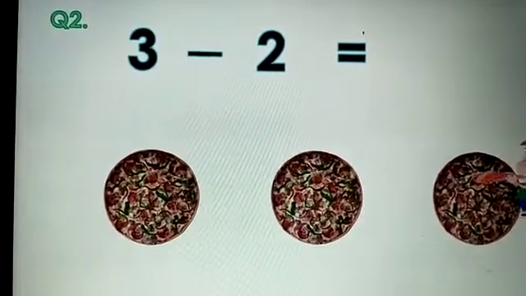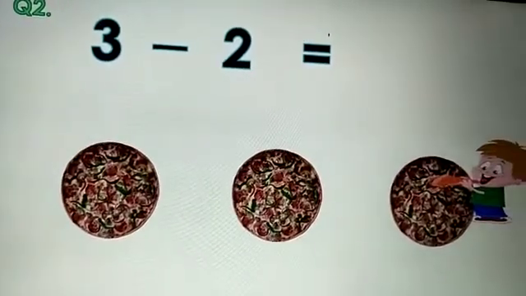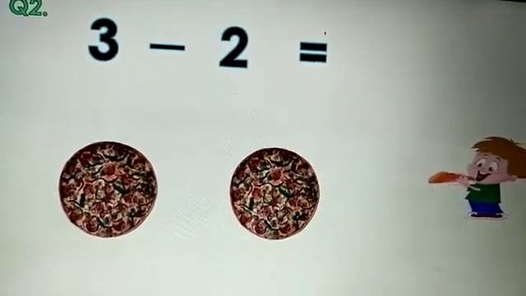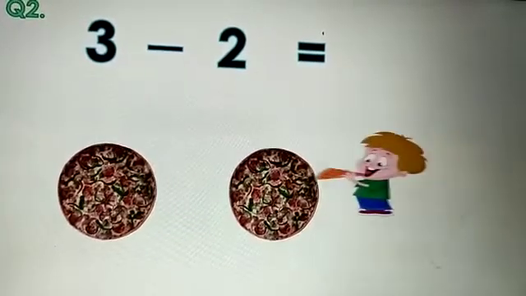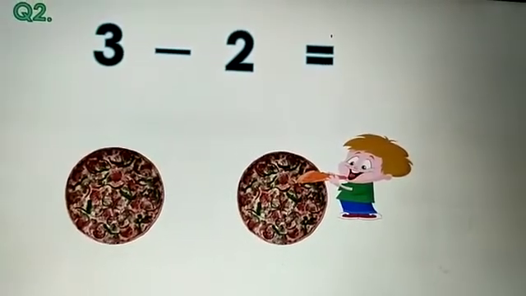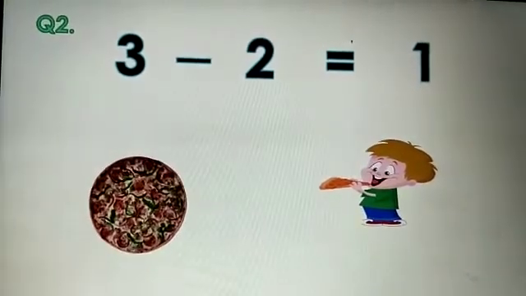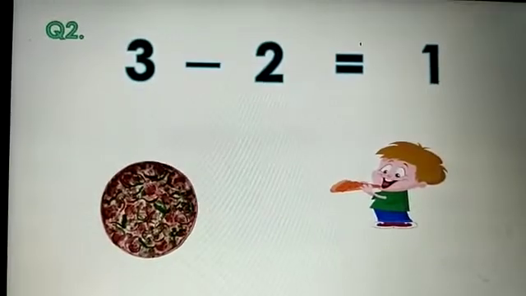He is very hungry. Now see, he is eating the pizza. The child is eating pizza, so he ate 1 pizza and then he ate 1 more pizza. Children, how many pizza is there on the screen? It's only 1. So 3 minus 2 is equal to 1. I hope the example was very interesting. You all must have liked it.